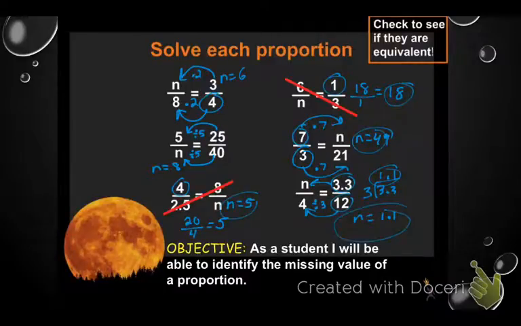Sometimes the traditional method's going to work, and sometimes the cross multiply and divide method is going to work easier. It really depends. Okay? For example, in the first one, I would have simply done 8 times 3 divided by 4. It would have been easier. Alright, so those are both your methods.